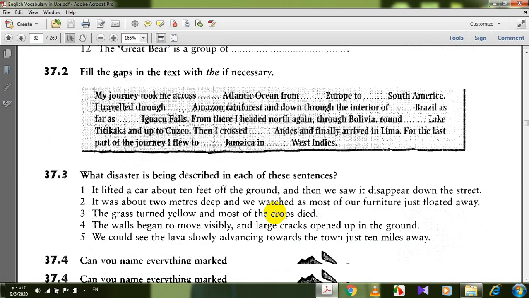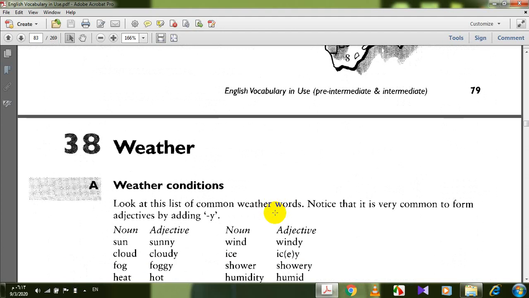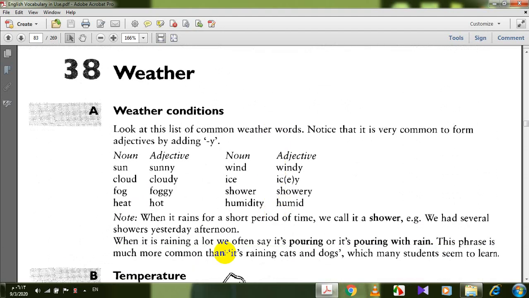Okay, let's move to unit 38, which talks about weather. Dear students, now we are with unit 38, which talks about weather. The weather is the state of the atmosphere, like if it is hot, cold, wet, dry, etc. Okay, we have weather conditions.